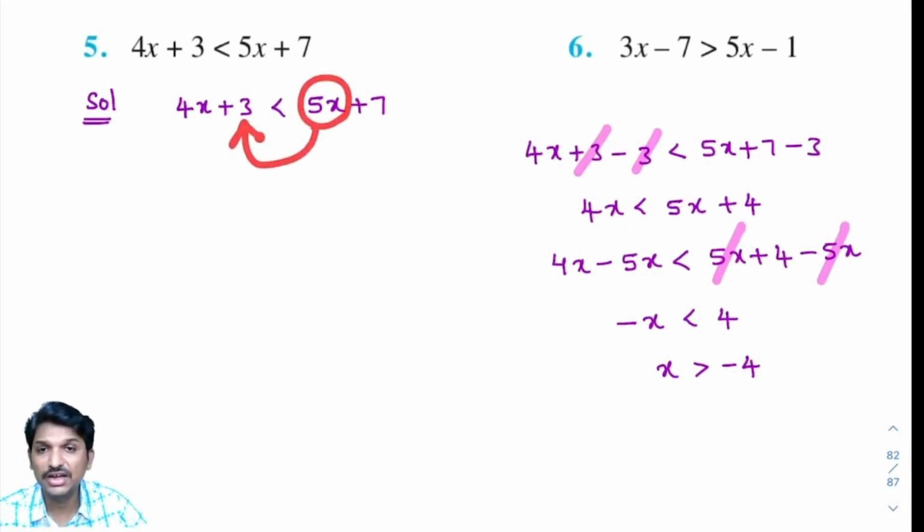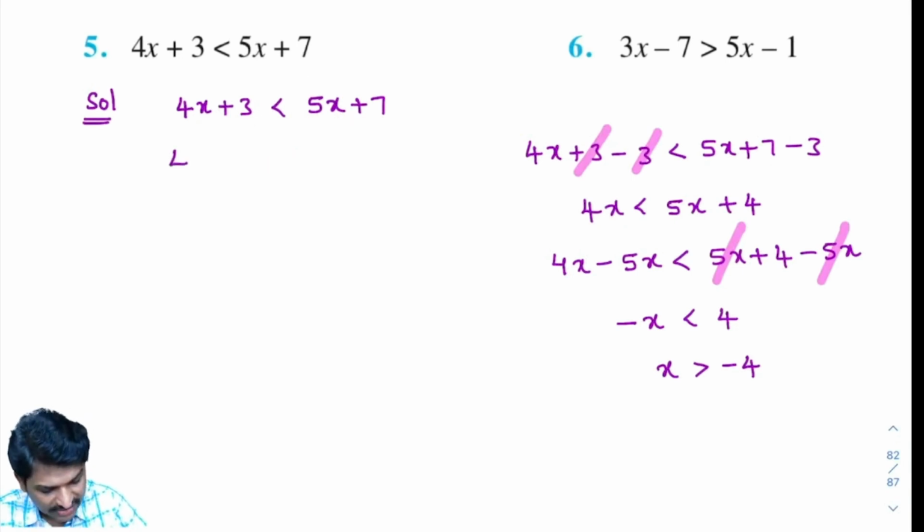Then what you will get? You will get minus 5x, right? 4x minus 5x. What I am doing? I am writing all x terms at one side, 4x minus 5x. Here the less than symbol is there, now you keep it as it is. 3 is there, now take it to the right hand side. What you will get? 7 minus 3.